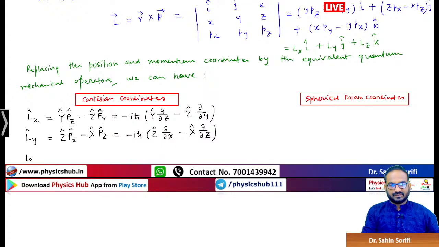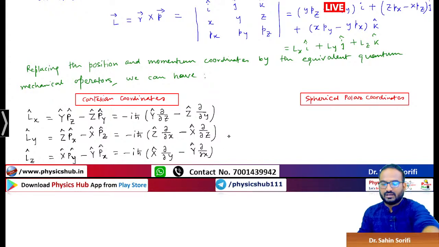Next, Lz: x py minus y px, which is minus i h cut (x del/del y minus y cap del/del x). So this is in the Cartesian coordinates.